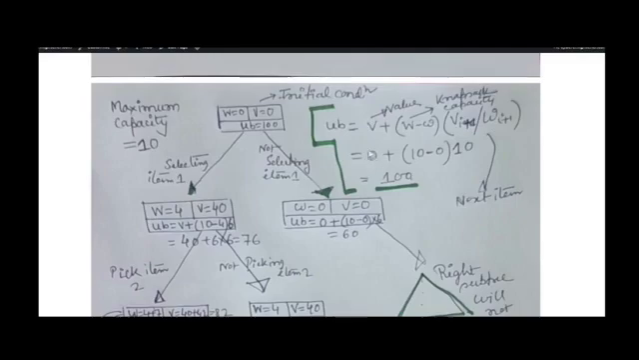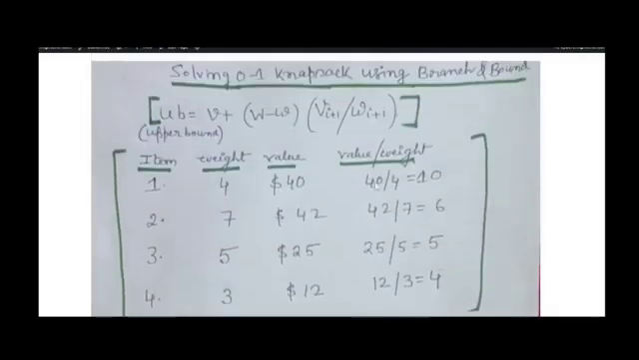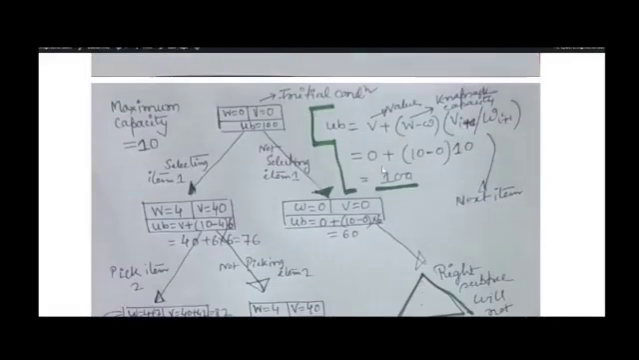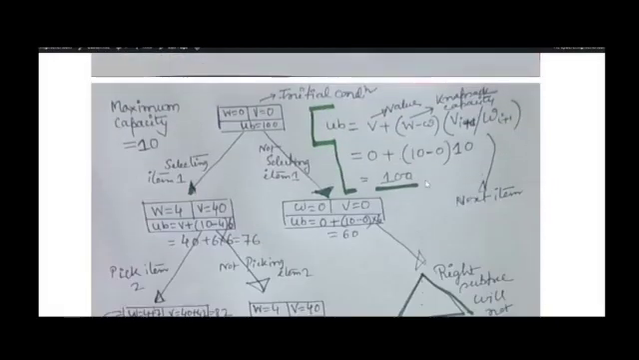So the initial value is 0 because we haven't started yet. The capacity of the knapsack is 10, minus 0, since we haven't picked anything, into Vi plus 1 divided by Wi plus 1. That means you haven't started with anything, so the ith value is 0, but the i plus 1th is the first item, which is 40 by 4, which is 10. This is Vi plus 1 and this is Wi plus 1. The ith item is nothing we have picked, so that is why it is 0, but Vi plus 1 by Wi plus 1 is 10. If you calculate that, it will be nothing but 100. So the upper bound initially is 100.